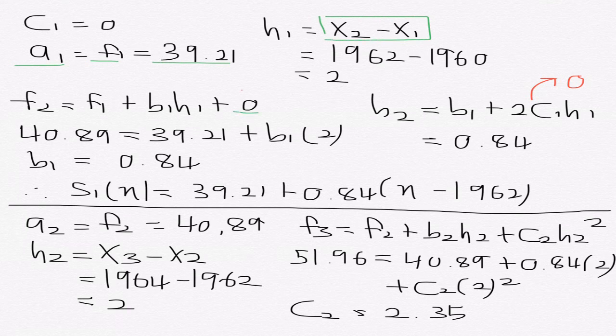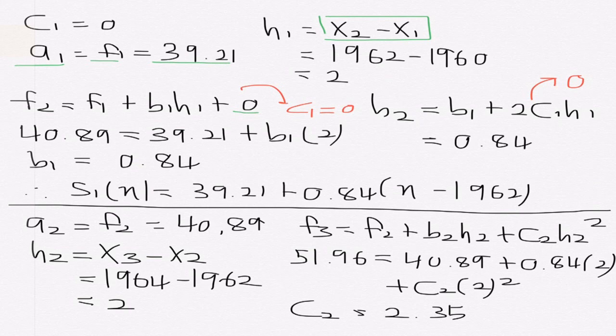First of all, we know that C1 equals 0, and then A1 equals F1 equals 39.21. While for H1, we use X2 minus X1, whereby it is 1962 minus 1960. So we get 2. Since C1 equals 0, we directly substitute the value.